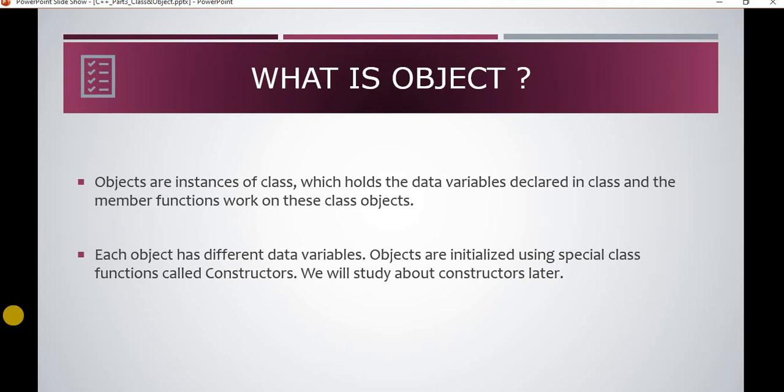An object, in short, is just an instance of a class, or we can say it's a data variable of a class. And if you want to initialize any object, you need to declare one special class function. You can initialize these objects using one special class function which we call a constructor, which we are going to discuss more in our later videos.